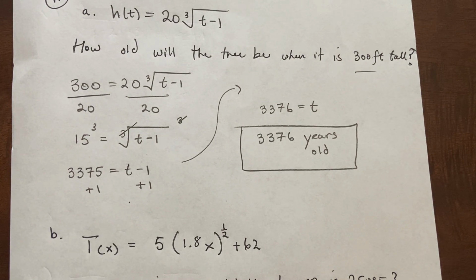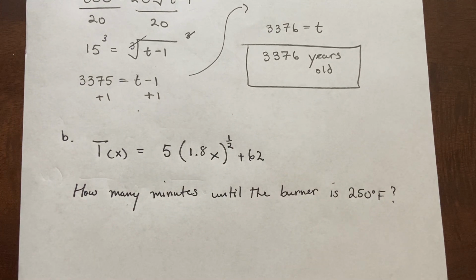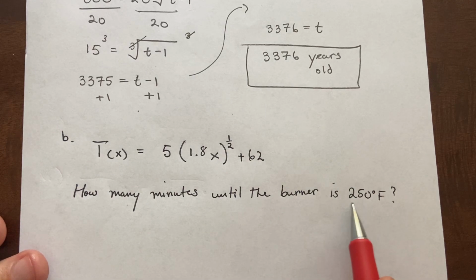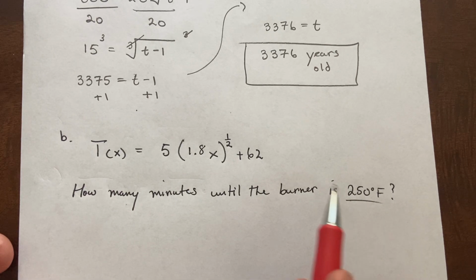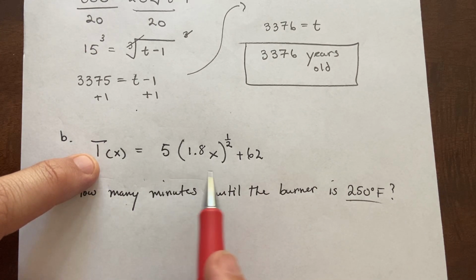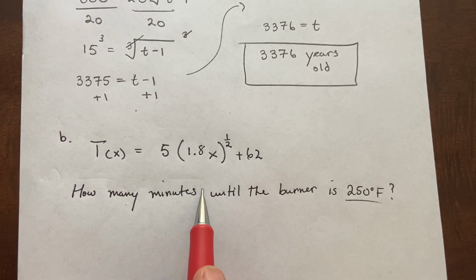Part B of this application is different context. So kind of totally different. No more trees. The temperature T of a frying pan in degrees Fahrenheit can be modeled by the function, this one we're given, T of x. Here, x is the number of minutes the pan has been sitting on the burner. How many minutes until the burner is 250 degrees? So again, that 250 degrees is not going to go in for x, it's the temperature. And then we're going to search for the x, the number of minutes that made that temperature occur.